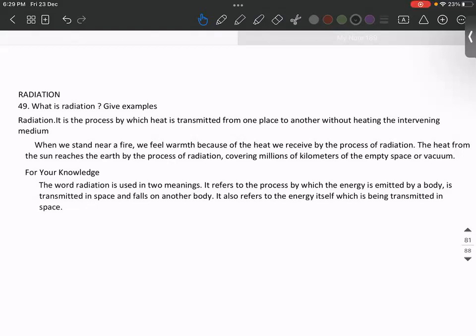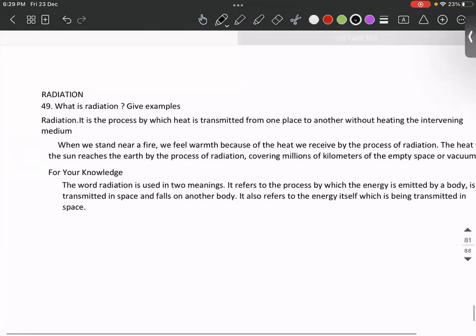So, what is radiation? It is a process by which heat is transmitted from one place to another. Because it is exposed to atmosphere, it's trying to push the atmosphere. At the same time, the atmosphere pushes it down.